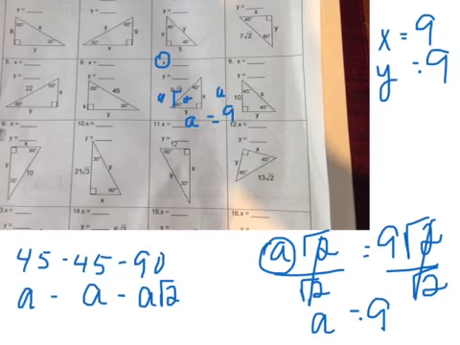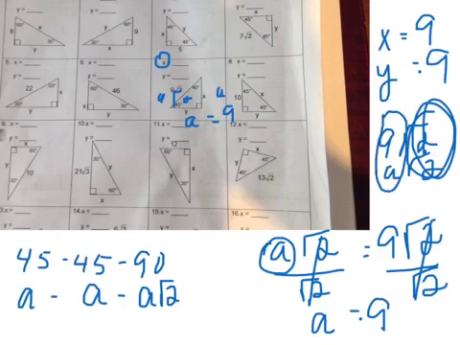You didn't really have to go do this solving down at the bottom. If you notice this, when I labeled that 9 square roots of 2 as a square roots of 2, you see that they both have a square root of 2, so a must be the number out front, 9.